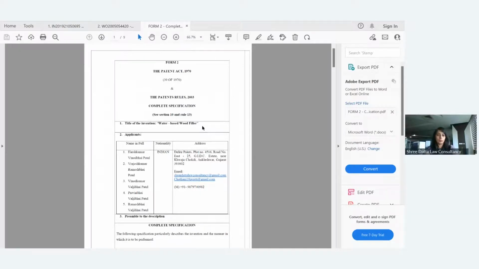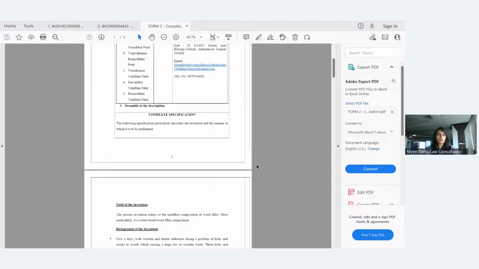Then you have to make the title of the invention. Then for the applicant, you just write ABC, Indian, and the address you can just mark with a dash. Then the preamble for the description: as this is the complete specification, "The following specification particularly describes the invention and the manner in which it is to be performed." This is the first page.